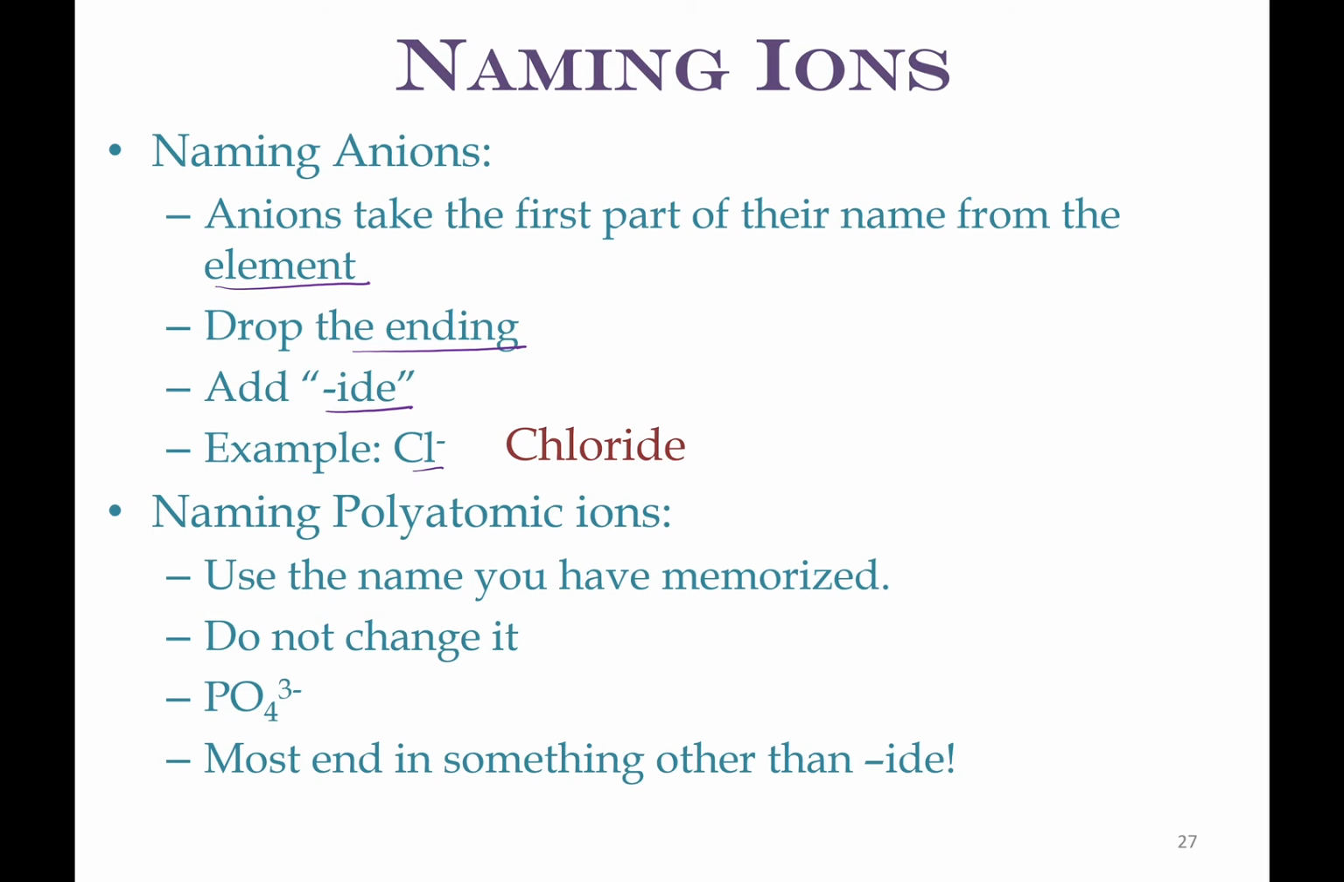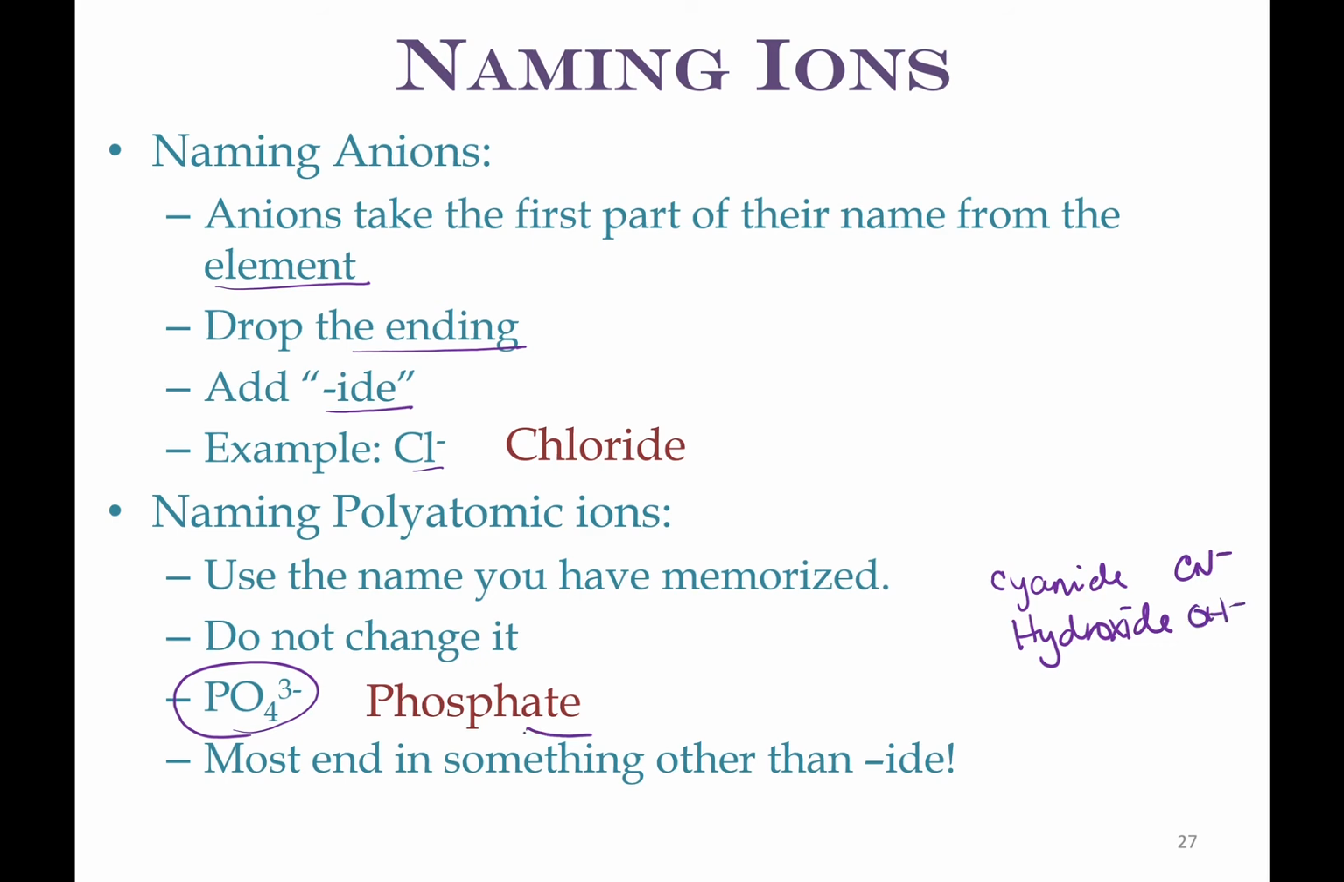When you go to name polyatomic ions, you name the one that you have memorized or from the sheet. You do not change it. I would look this up if I had to, but right now I already know because you're going to have them memorized as well. That's phosphate. You always need to know that that's phosphate. Now, almost all polyatomic ions end in something other than "ide." The exceptions are cyanide and hydroxide. Everything else is going to end in something like "ate" or "ite."